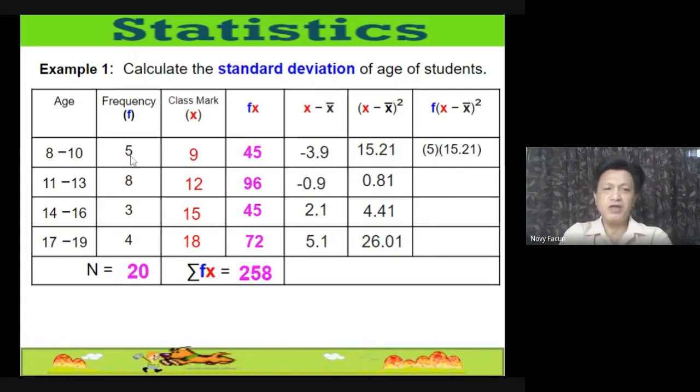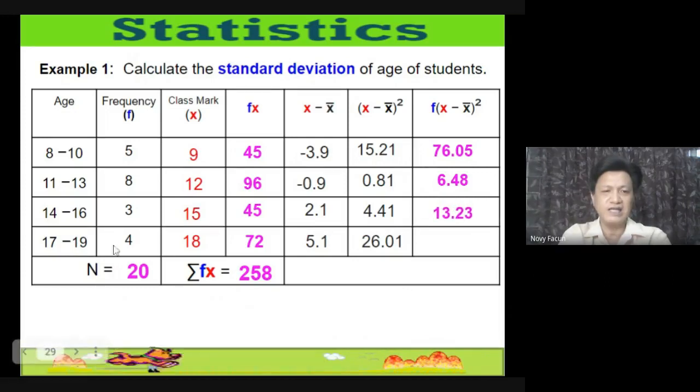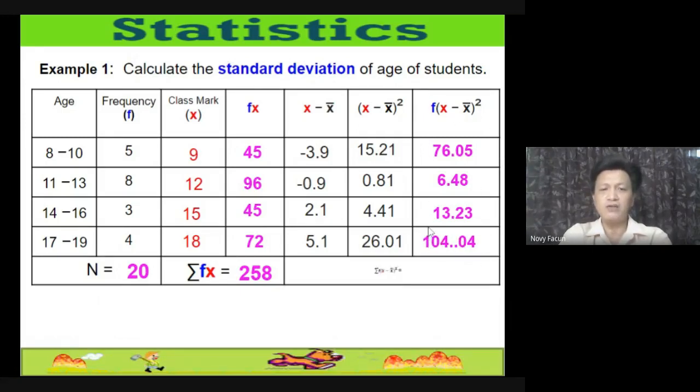5 times 15.21, ito yung minultiply natin, that is equal to 76.05. Then 8 times 0.81, that is equal to 6.48. Then 3 times 4.41, that is equal to 13.23. Then 4 times 26.01, the product is 104.04. Kapag nakompleto na natin yan, kukuhanan natin yung summation or add lang natin. That's equal to 76.05 plus 6.48 plus 13.23 plus 104.04. The total is 199.8.